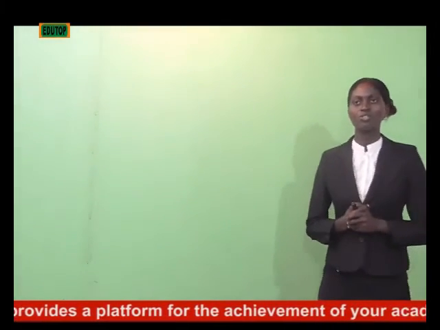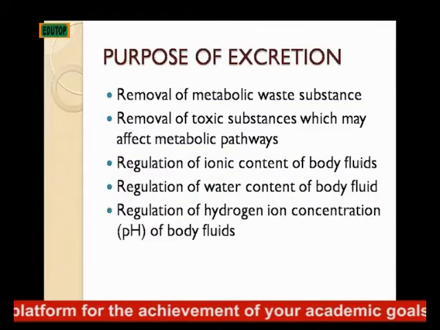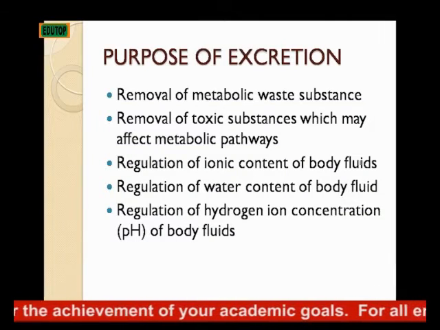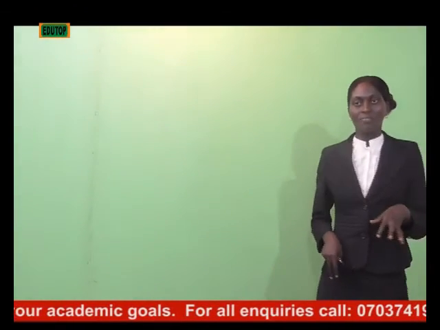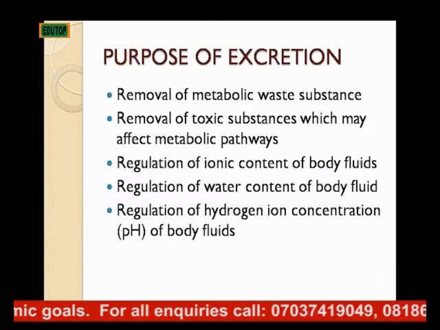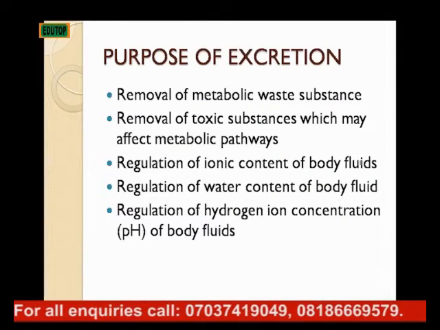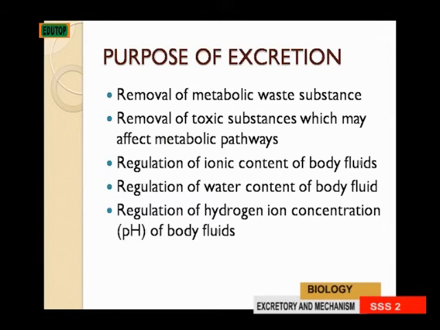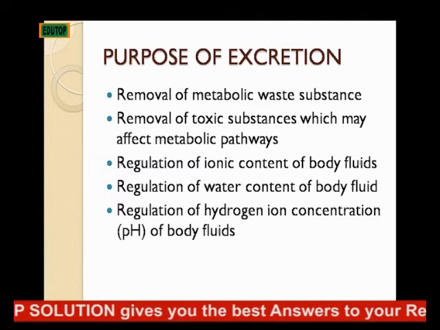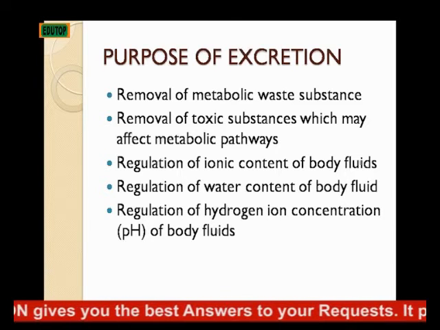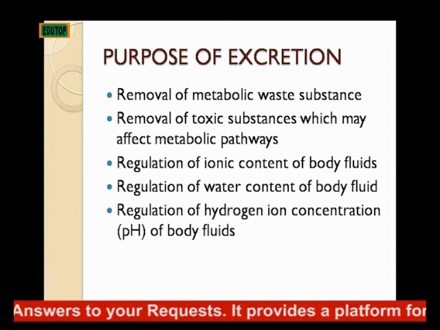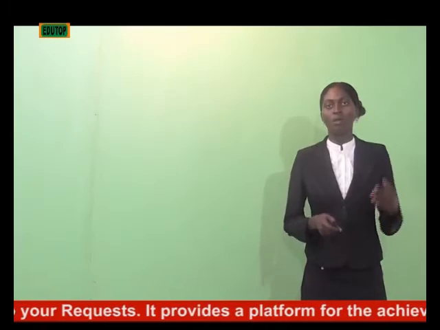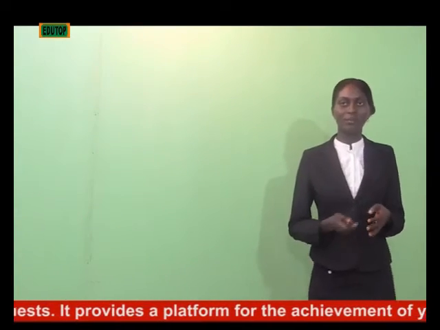Then what is the need for excretion? The first reason is to remove metabolic waste substances. I said accumulation of such will affect the body system. Then also to remove toxic substances which may affect metabolic pathways. Excretion is done to regulate ionic content of body fluid, also to regulate water content of the body fluid. Excretion is also done to regulate the hydrogen ion concentration, that is the pH of the body fluid. So it is to maintain balance in the body system.